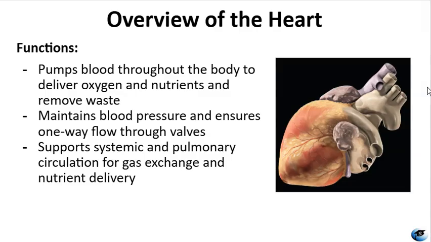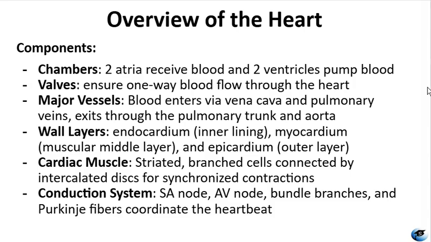The first one's called the pulmonary circuit. Pulmonary circulation moves blood to the lungs for gas exchange, and then systemic circulation delivers oxygen-rich blood to the rest of the body. The heart has 4 chambers, 2 atria on top that receive blood, and 2 ventricles on the bottom that pump blood out of the heart to the lungs and the body. Valves are located between the chambers and at the exits of the heart. Valves act like one-way doors that prevent backflow and keep blood moving in the right direction.